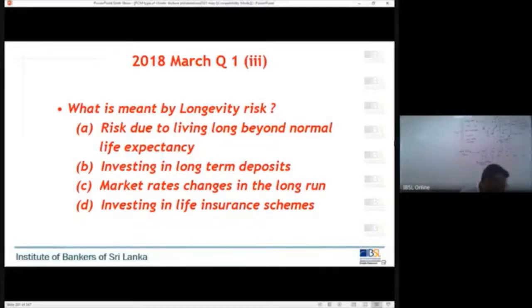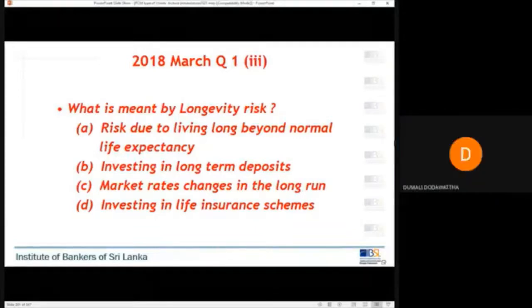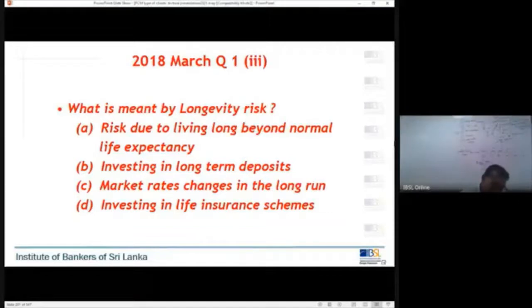Annuity products, pension products. Who's going to face this risk? The financial institution. Okay, clear now, understood?